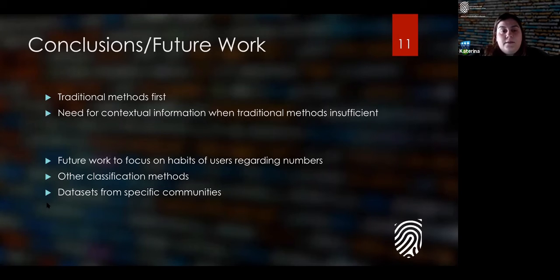And finally, we want to focus on smaller datasets that stem from specific communities, because we believe that, for example, if we have a dataset that is about video games, we're more likely to encounter words with meaning that is close to video games, than if, for example, we were looking at a dataset about cooking.